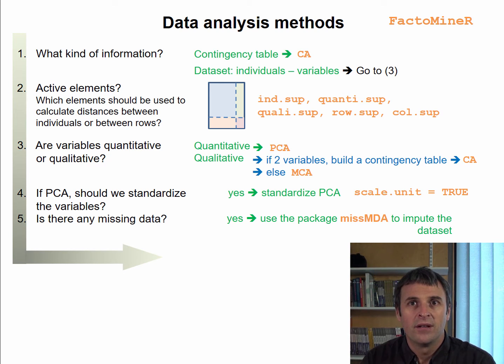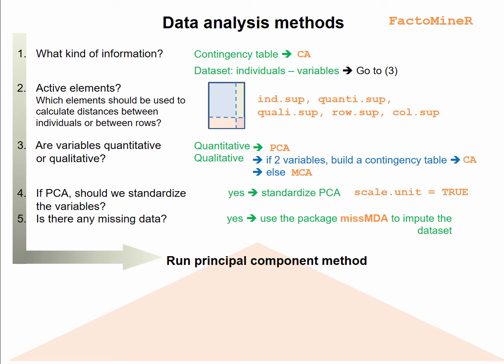Now that this has been done, we can run the principal component methods we desire. Depending on the type of data we have, this means doing PCA, correspondence analysis, or multiple correspondence analysis. Next, we obtain the results and output plots. This means looking at the results using the summary functions like summary.PCA, summary.CA, and summary.MCA. Then, if we want to improve the automatically output plots, we can use the functions plot.PCA, plot.CA, and plot.MCA.